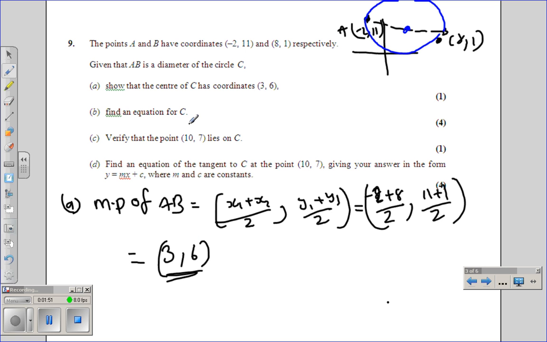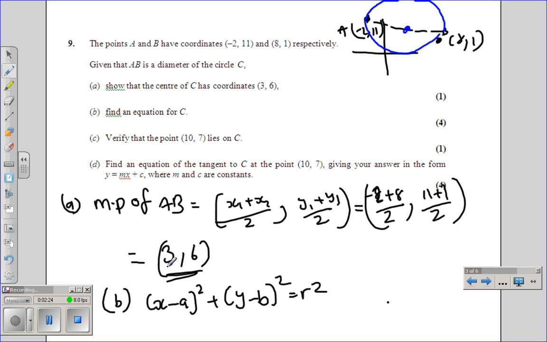Find the equation for C. Remember, C is the equation of the circle. So a bit like when I'm asked to find the equation of a straight line, I write y equals mx plus c. When I'm asked to find the equation of a circle, I first write the general form: (x minus a) all squared plus (y minus b) all squared equals r squared. a and b are the coordinates of the centre, which we know already. And r is the radius, which we'll have to do some work for, and that's why it's 4 marks.